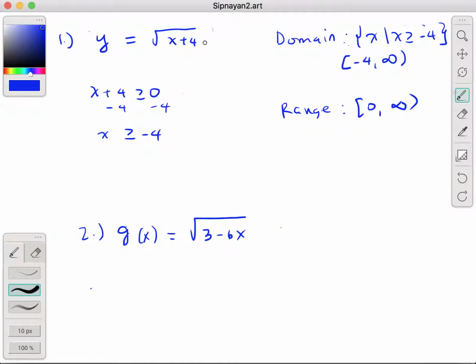So, that's from 0 up to infinity. And another way of looking at it is, itong expression na to must be greater than or equal to 0. So, square root of 0 is 0. Yun yung pinakamaliit, kahit hindi ka na mag-equate katulad nung sinabi ko kanina. So, that's the range.